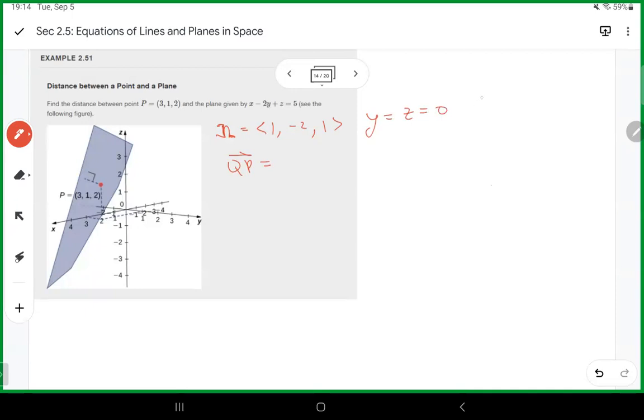So that would give us Q as 5, 0, 0. Find the component of the vector from Q to P. So we would have 3 minus 5, 1 minus 0, 2 minus 0. So that's going to give us -2, 1, 2. And then apply the distance formula.